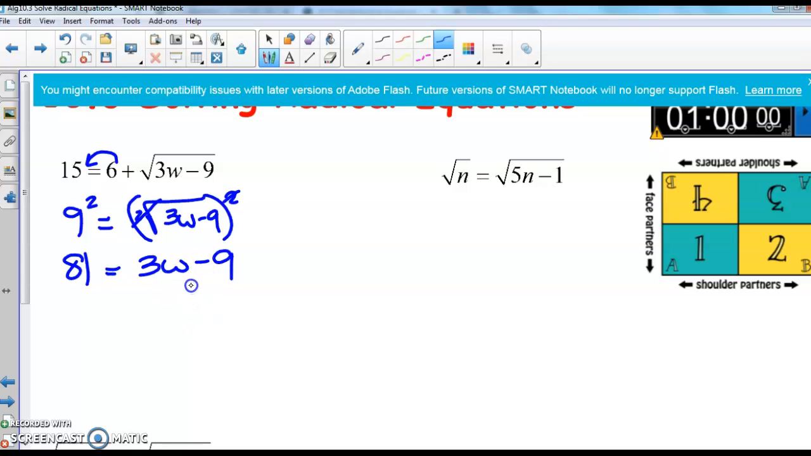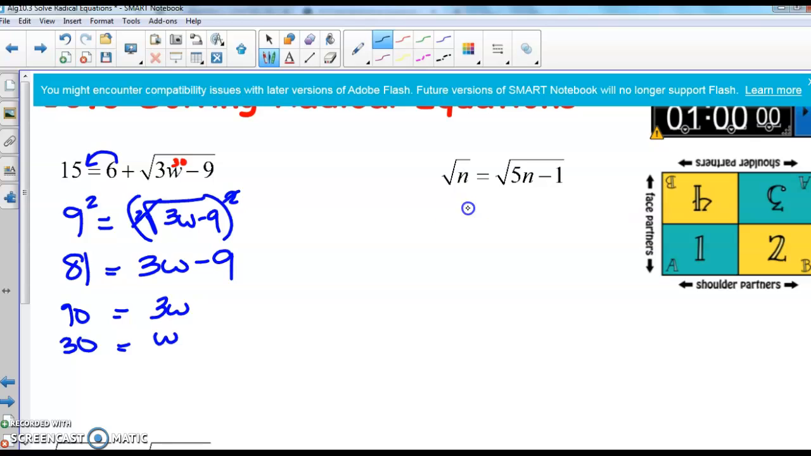After that, it's just a linear equation that you for sure can solve. So move the 9 over. 81 plus 9 will be 90. It's equal to 3w. So then w is equal to 30. Now again, check the solution. If you plug in 30 for w, 3 times 30 is 90, minus 9 is 81. So the whole thing becomes 81. What's the square root of 81? 9. So 6 plus 9 is equal to 15.